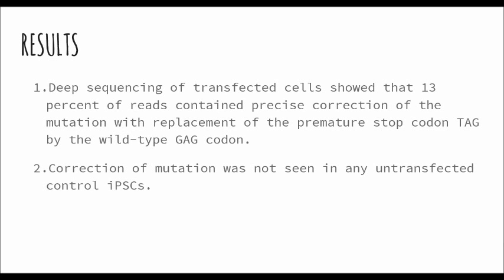Two major results of the study performed by scientists are as follows. The first one, deep sequencing of transfected cells showed that 13% of reads contained precise correction of the mutation with replacement of the premature stop codon tag by the wild type GAG codon. Correction of mutation was not seen in any untransfected control iPSCs. So these are the two major results which the scientists got from the study.